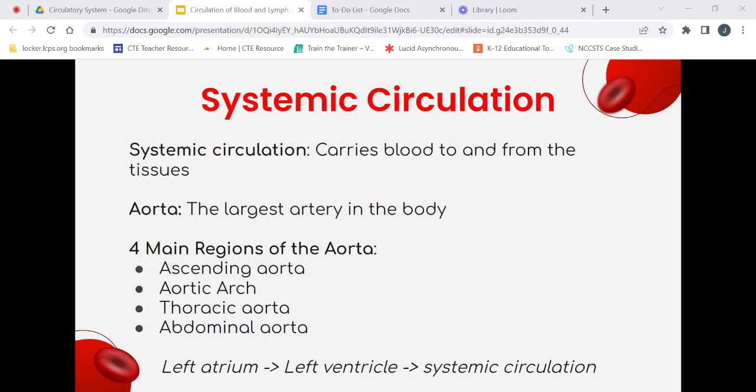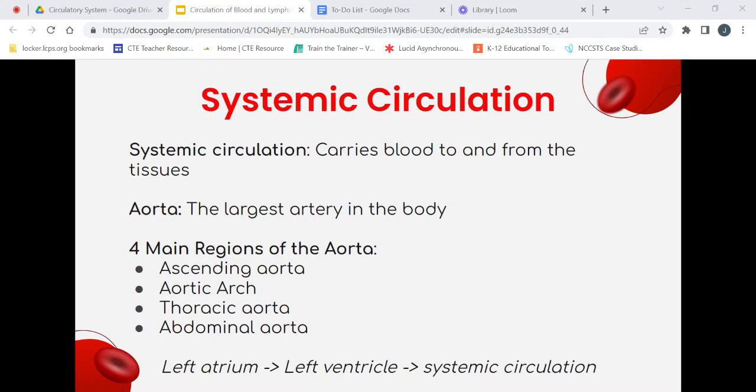So the second circuit in the body is systemic circulation, and that carries blood to and from the tissues. Blood returning from pulmonary circulation enters the left atrium and is pumped into the left ventricle. The left ventricle pumps the blood into the largest artery in the body, which is the aorta. Branches of the aorta then deliver blood to all the organs of the body.